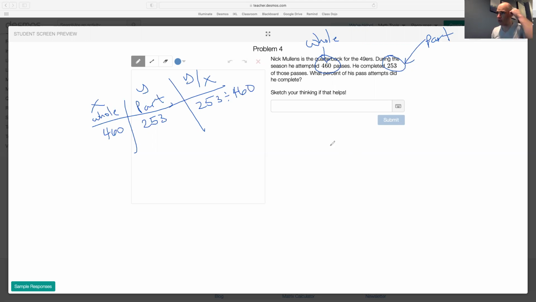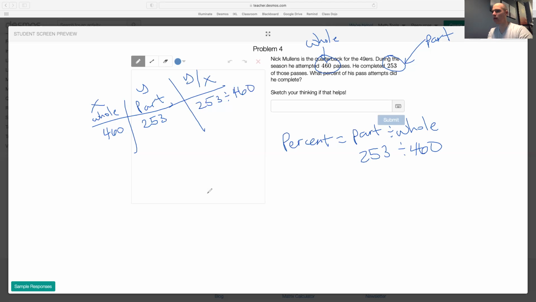Or in my class, the way we do it is we would just use a formula. In this case, since we're looking for the percent, we would write percent equals part divided by whole. Geez, I'm confusing myself. Part divided by whole. And so you're still going to wind up doing the same thing, 253 divided by 460. No matter how you like to think of the method for solving these questions, in the end, you're going to wind up doing 253 divided by 460.